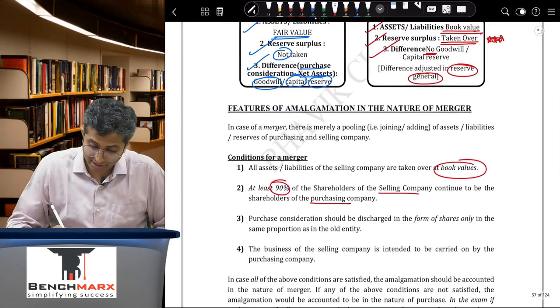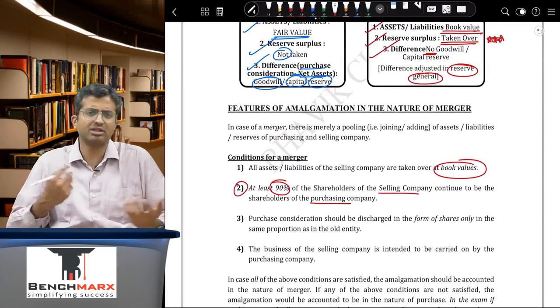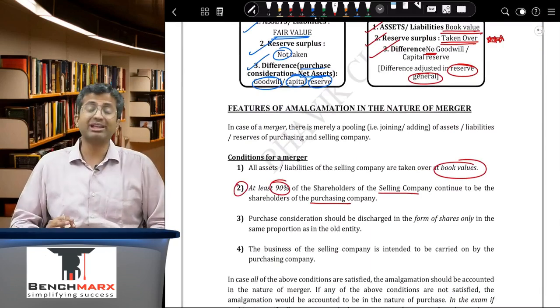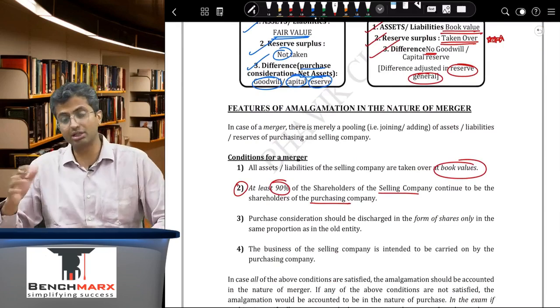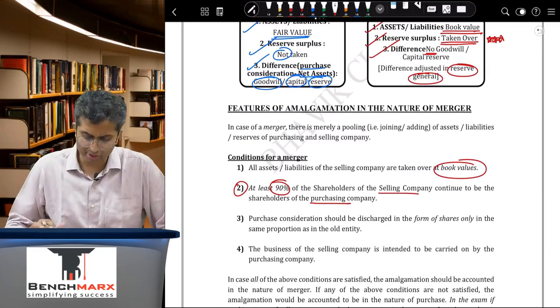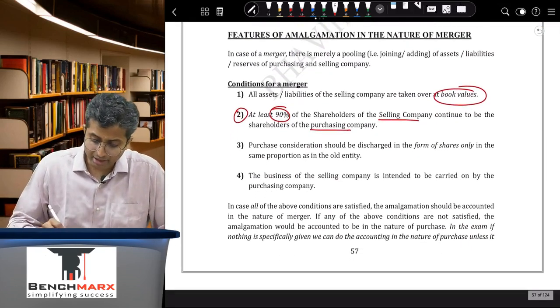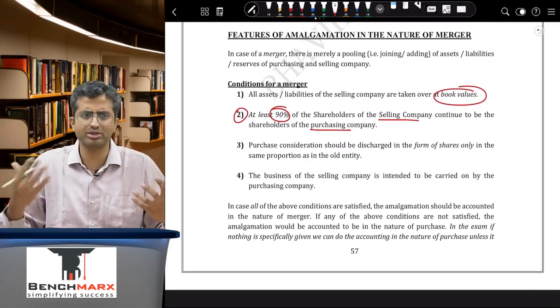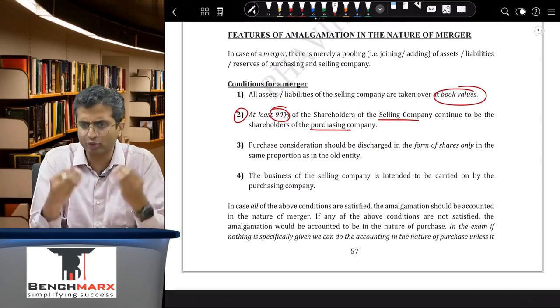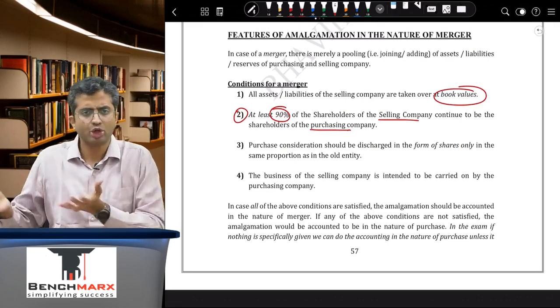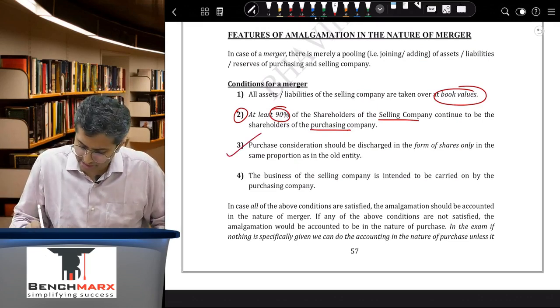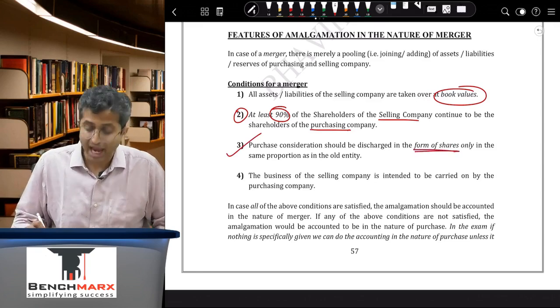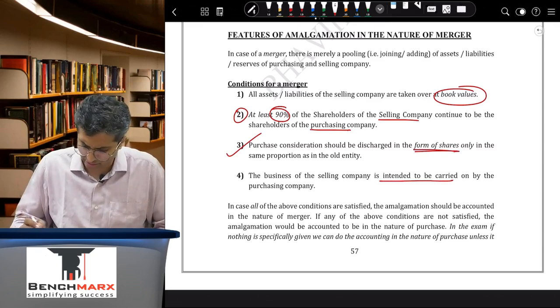Over here, this is sometimes not as clearly given in the question, and hence we might need to assume. So it is 90% of the shareholders of the selling company continue to be shareholders of the purchasing company. So it's like a restructuring. And the PC is to be discharged by shares only. You are not really paying any cash or anything. You are just pooling the interest. So you are giving shares to these shareholders. So PC is to be discharged in the form of shares only. And lastly, the same business is intended to be carried out.